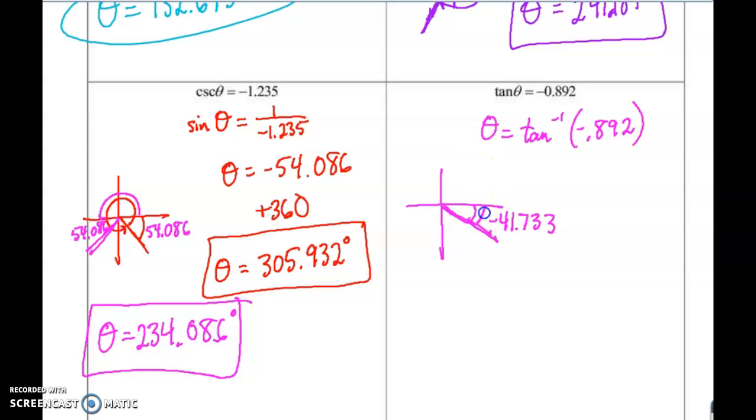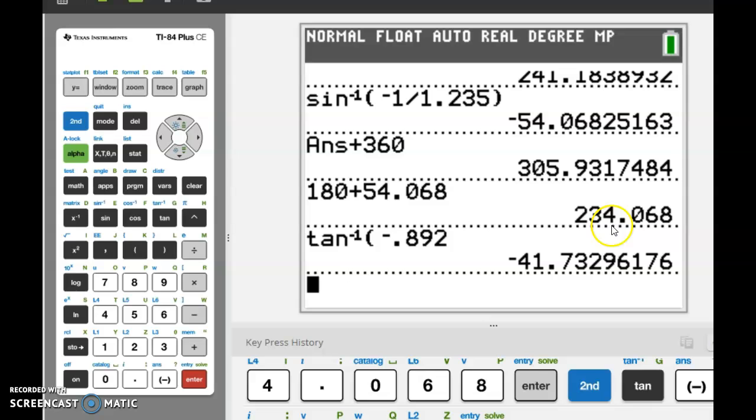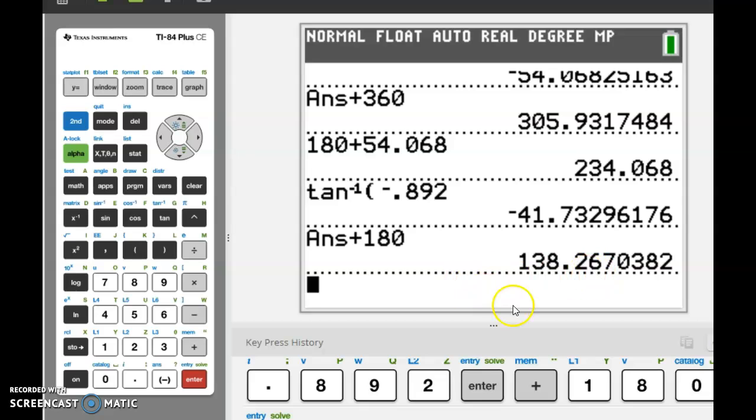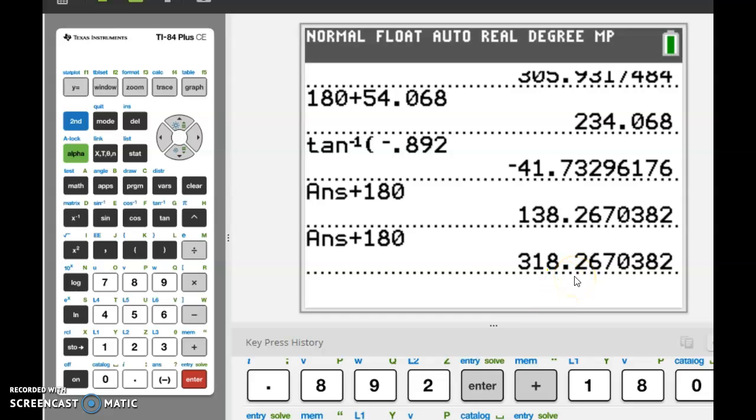Now, one answer is just adding 360 to it. But before I do that, let's think about another time when tangent is negative, and that is in the second quadrant, exactly 180 degrees later. So what I usually do is just add 180 to that to get one answer, and then add 180 again, because adding 180 twice is like adding 360 once. So there and then there. And you get both answers. So add 180. So 138.267. And add 180 one more time. 318.267.